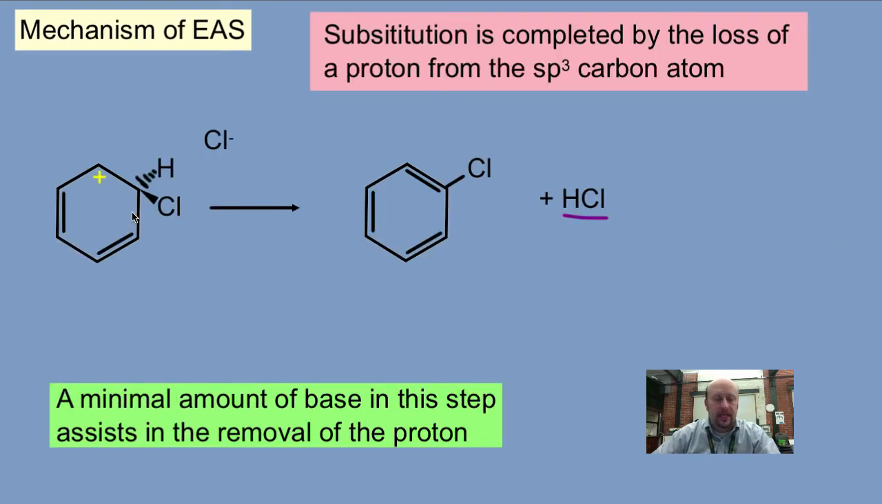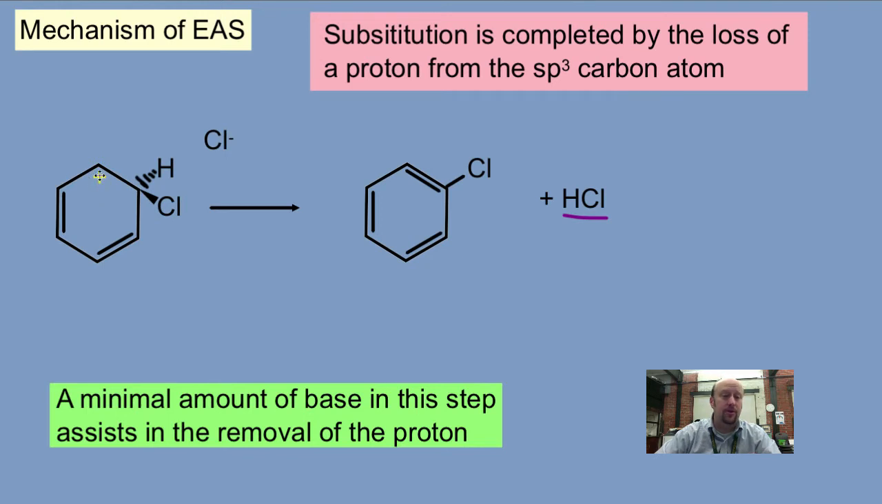Okay, so at this point, what we want is to find some way to restore the aromaticity of the ring. Ordinarily, if we're talking about alkenes, once our carbocation formed, we would have something come in and join there in our addition reactions. But remember, this isn't an addition. This is a substitution. My goal here is that we're replacing this hydrogen that was originally on the ring with a chlorine. And so we're substituting.